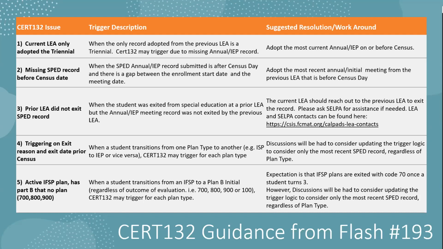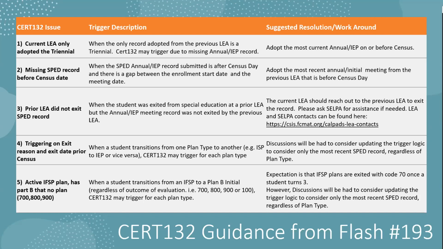4, triggering on exit reason and exit date prior to census. When a student transitions from one plan to another, ISP to an IEP or vice versa, the CERT 132 may trigger for each plan type. Discussions will be had to consider updating the trigger logic to consider only the most recent SPED record regardless of plan type. What this is telling you is, as of right now, there is not a resolution for this error. We are discussing how to correct it. When we're talking about the trigger logic, that's the business rules that determine whether the error should trigger or not.